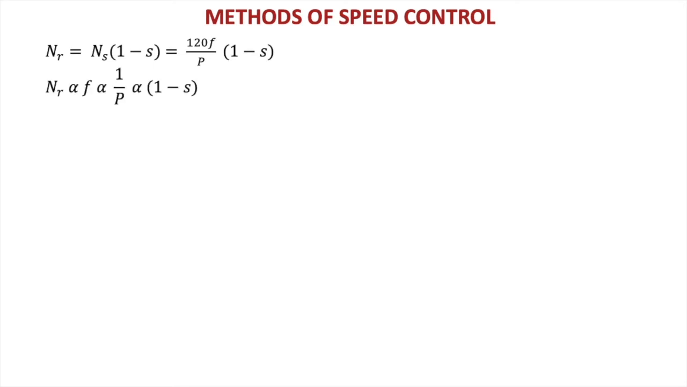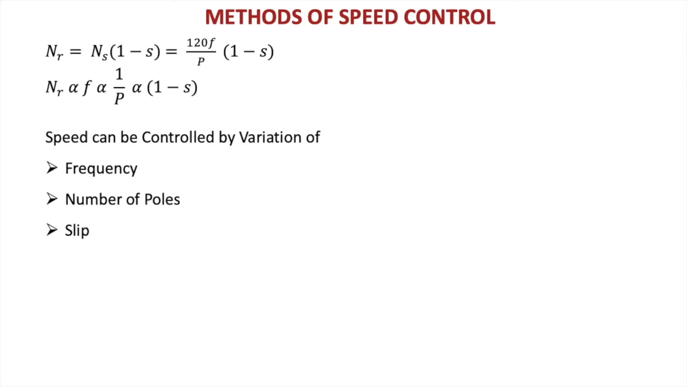So first we'll try to understand how the speed can be controlled. So we write the equation. The rotor speed is given by ns into (1 minus s), which in turn is equal to 120 f by p into (1 minus s). So we can say that the rotor speed is proportional to the frequency, inversely proportional to the number of poles, and proportional to (1 minus s). Therefore, the speed can be controlled by variation of the frequency, number of poles, and the slip.